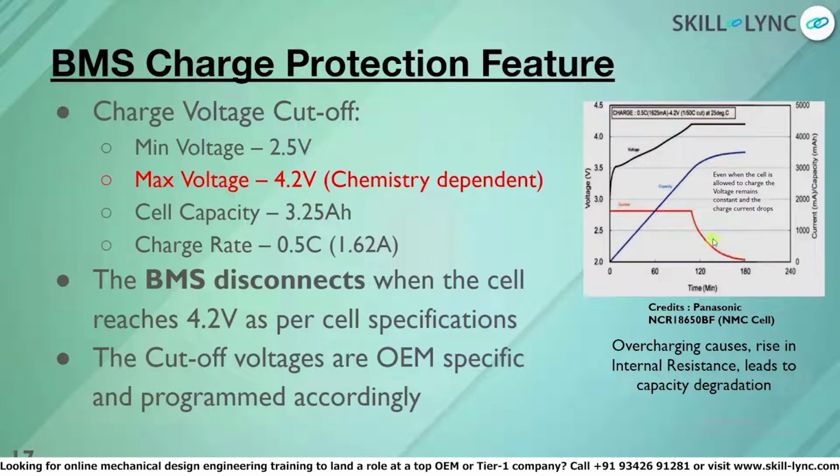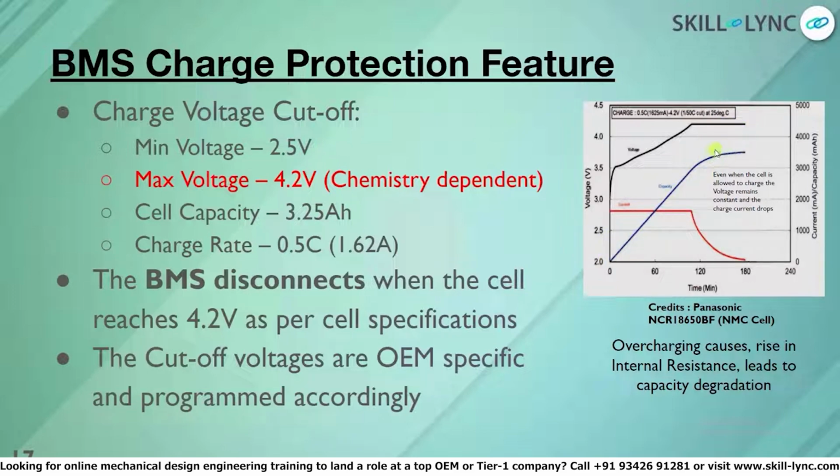So which means we have to program the BMS saying that if it is reaching 0.2 amperes or 0.1 ampere, the charge will completely cut off. So the BMS will not allow any more charge to go to the cell, because it has reached its threshold of 4.2 volts, and it has also reached its capacity which is meant to be.